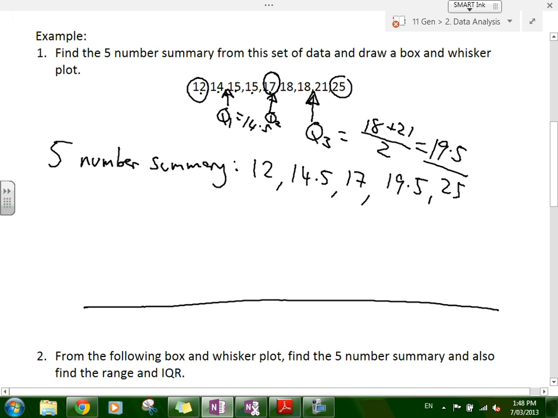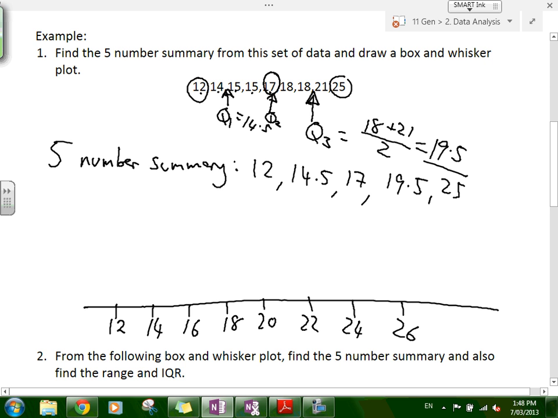So let's see, what scale should I do? Let's say start at 12, 14, 16, 18, 20, 22, 24, 26. Okay? We're going to go up by 2. 20, 18, 16, 14, 12.